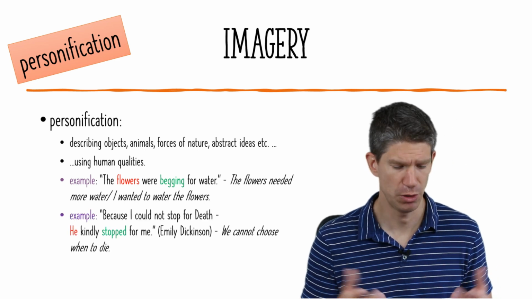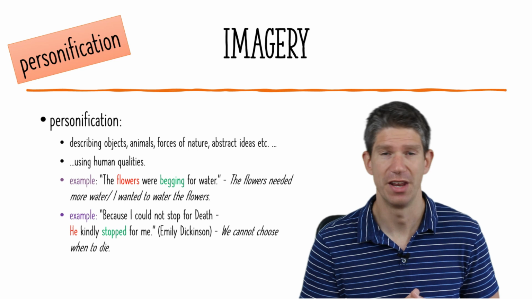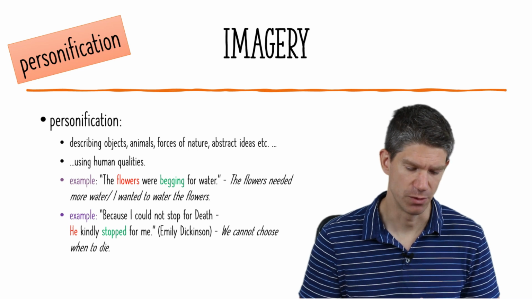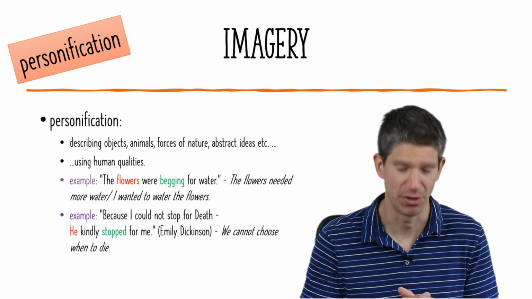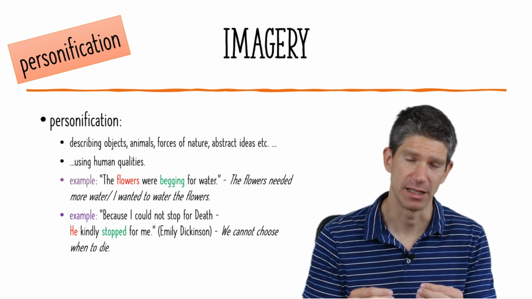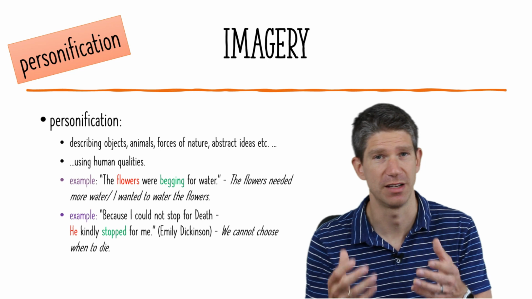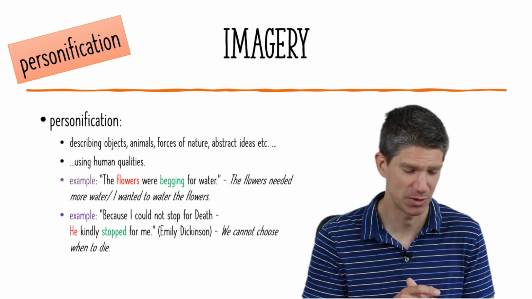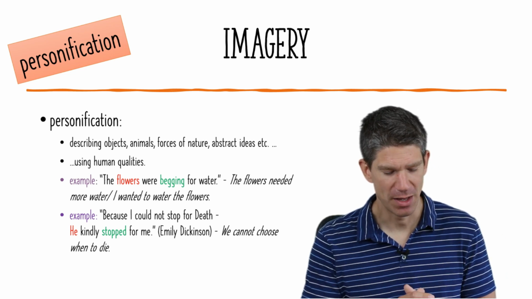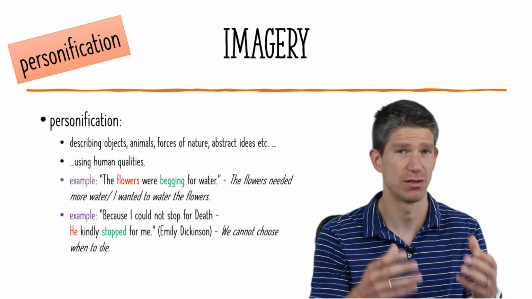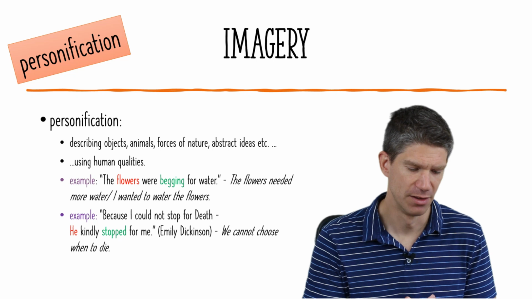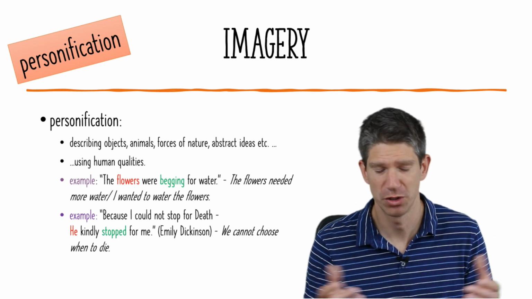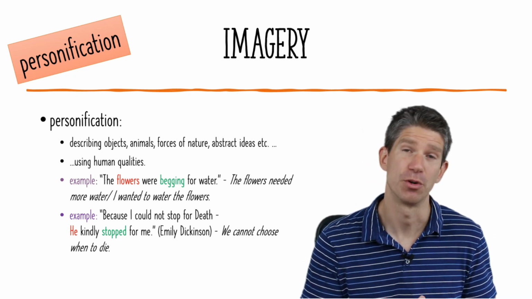Another example from a poem, this is, because I could not stop for death, he kindly stopped for me. And what Emily Dickinson here wants to express is, very roughly, that we cannot choose when to die, that the time of our death is set for us by fate, by God, etc., unless there are very different circumstances, but normally. And of course, death is not a person that stops, or it's not a force that stops for us. So this idea of stopping is a human quality that death, which is not a person, cannot really do. So it's a clear personification.